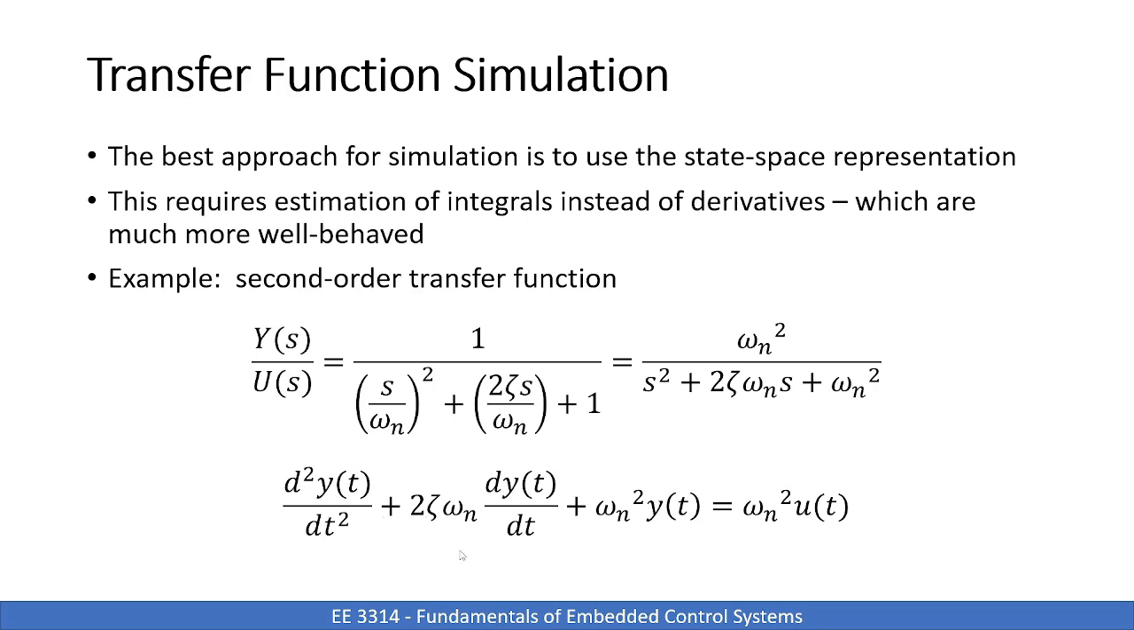Second derivative of y plus 2 zeta omega n times the first derivative of y plus omega n squared times y is equal to omega n squared times our input time function, u of t. Okay.